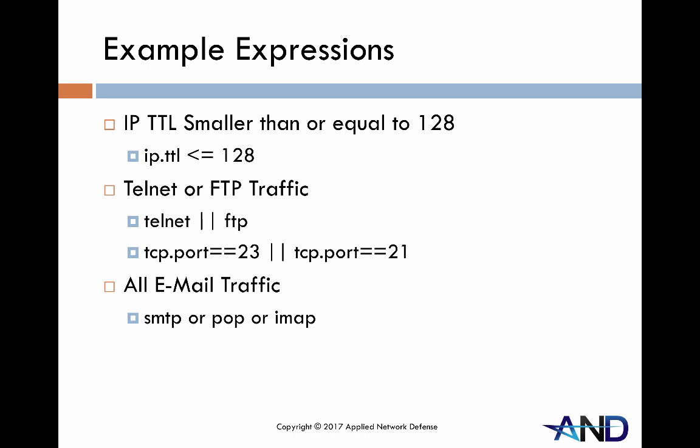We'll talk about a few of these protocols in depth later. But to do this, I can simply list out the protocols and combine them with OR concatenation operators. So SMTP or POP or IMAP. In this case, I actually used the word OR. I could have used the double pipes as well, but I wanted to mix it up a little bit. So this is a good example of having a real world use case.